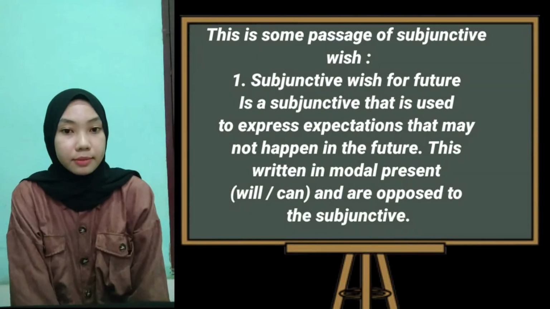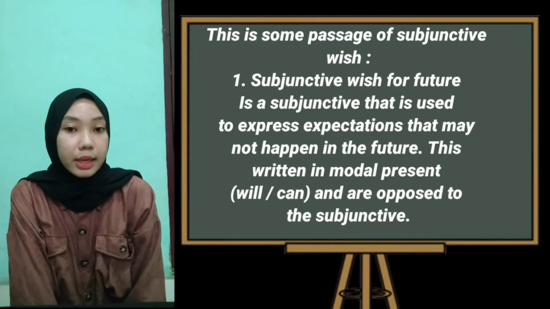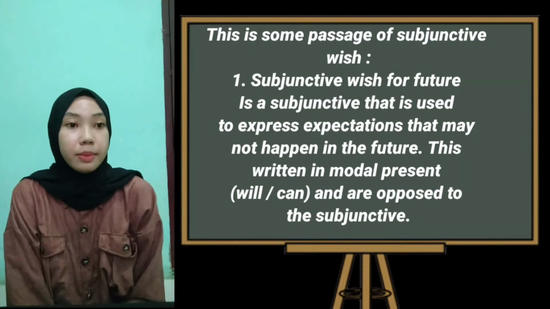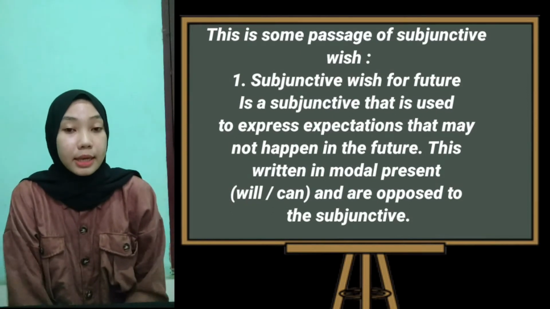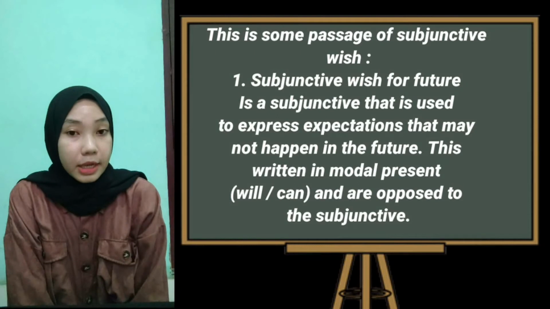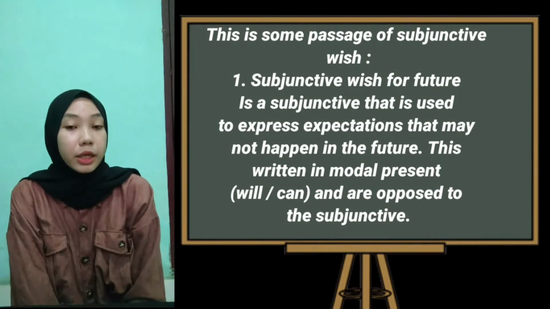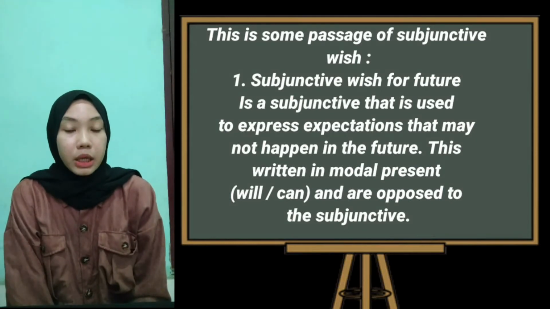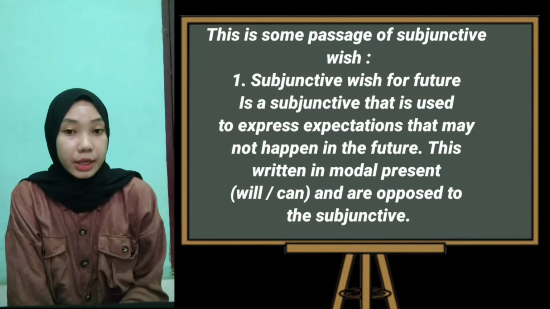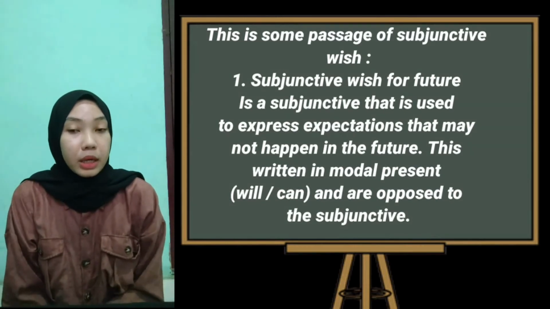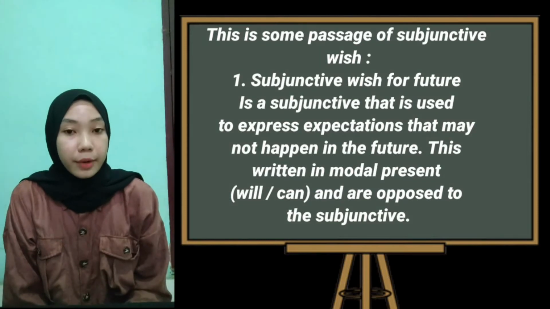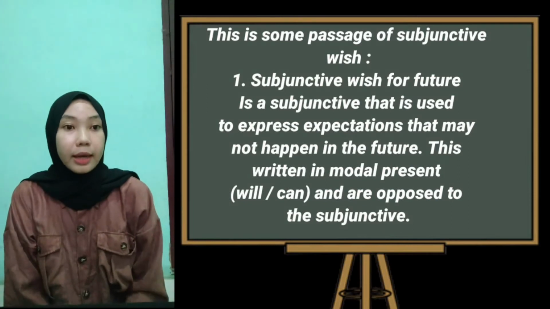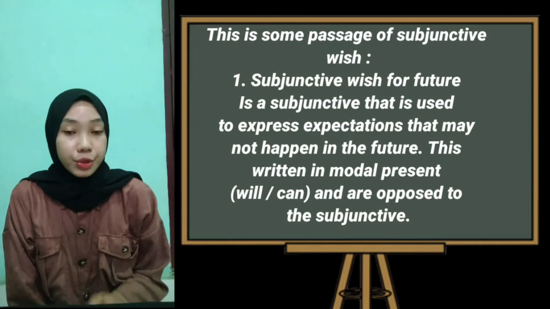Let's learn some parts of subjunctive wish. Number one is subjunctive wish for future impossible. Subjunctive wish for future impossible is a subjunctive that is used to express expectations that do not happen in the future. The facts of the subjunctive wish in a future impossible use the modal present, can or will, and are opposite to the subjunctive.